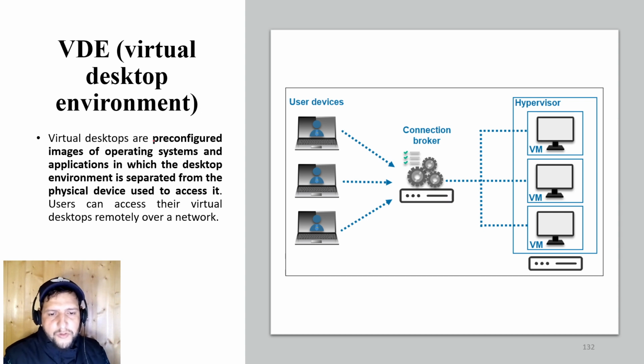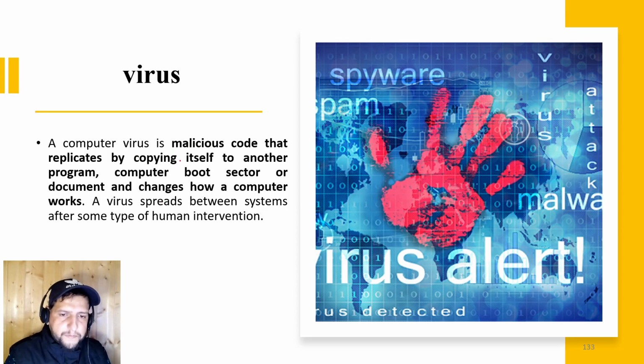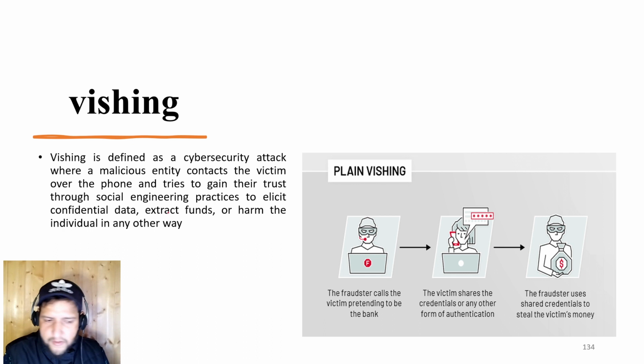VD is a virtual desktop environment. These are pre-configured images of operating systems and applications in which the desktop environment is separated from the physical device used to access it. Users can access their virtual desktop remotely over the network. A virus is malicious code that replicates by copying itself to another program, computer boot sector, or document and changes how a computer works. Viruses spread between systems after some type of human intervention.